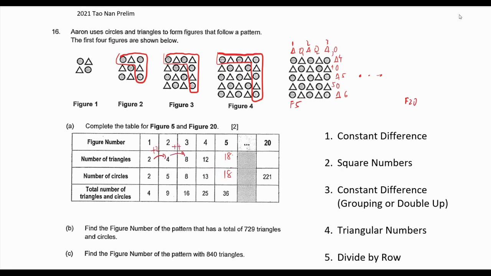It's not constant difference, or square numbers. It's not constant difference double up. It's not triangular numbers. And it's not divide by row. Same thing for circles. It doesn't fit any of the common patterns that we know.